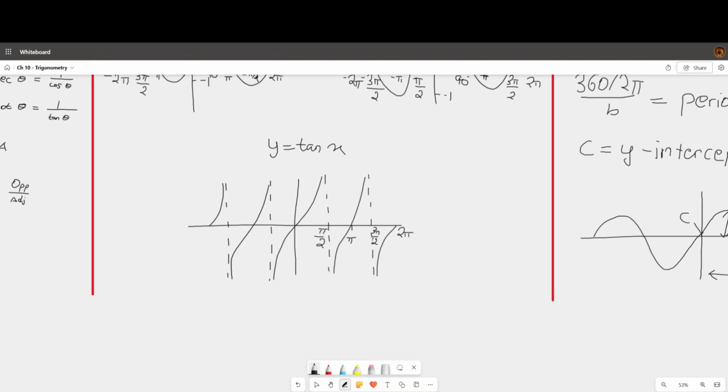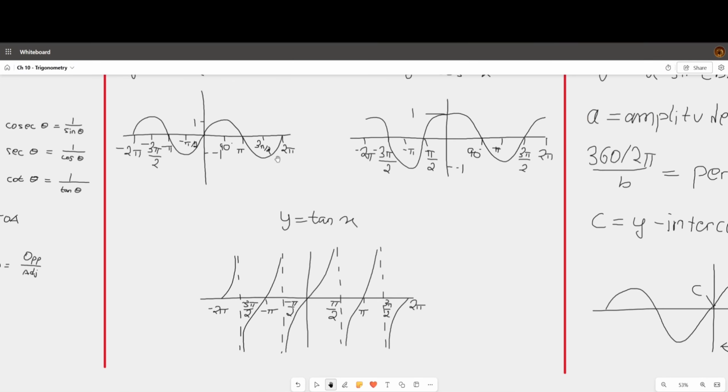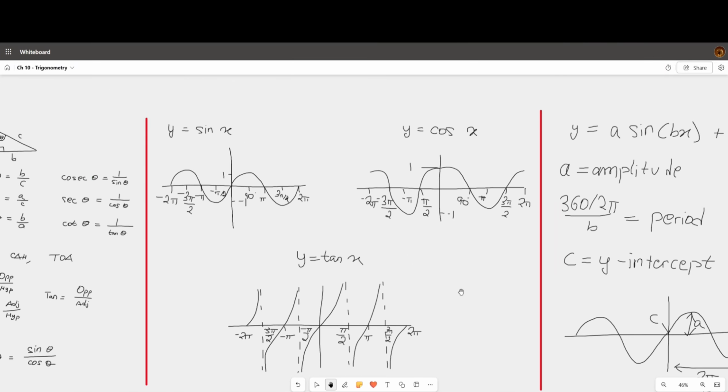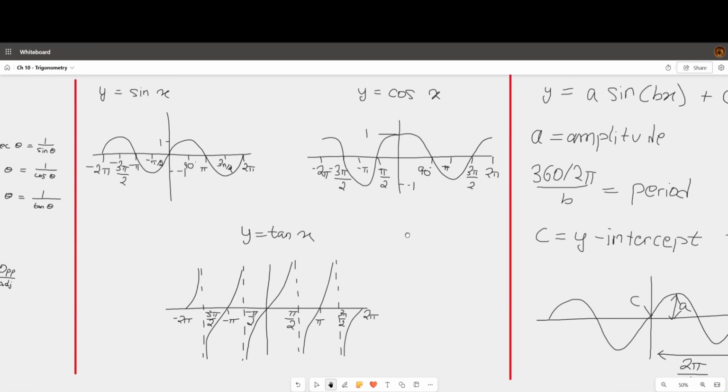So 90 and 270 are the asymptotes. Similar on this side, just take the negative parts. So negative pi by 2, negative pi, negative 3 pi by 2, and negative 2 pi. The asymptotes are negative pi by 2 and negative 3 pi by 2. Those are the basic graphs of the trigonometric functions.